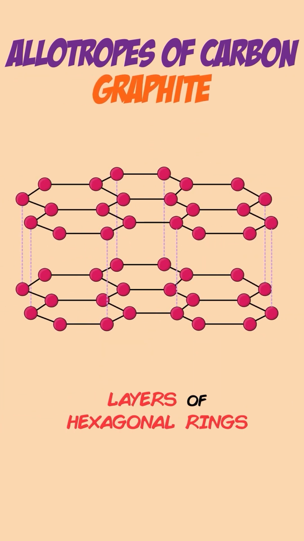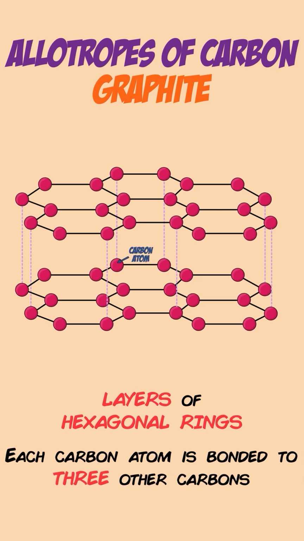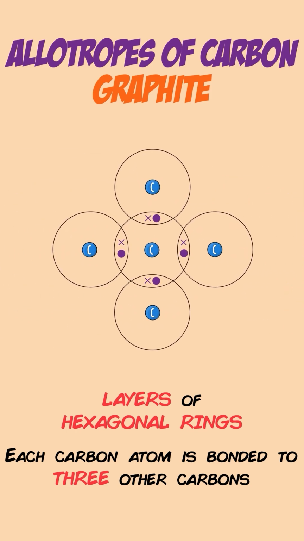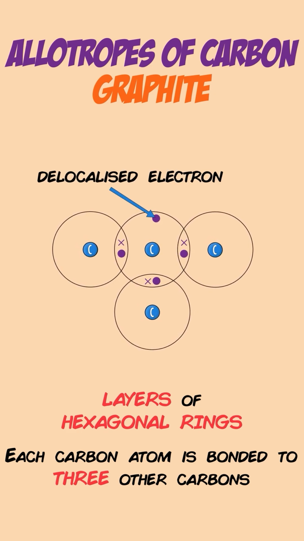Graphite is made of layered structures of hexagonal rings, and here each carbon atom is bonded to 3 other atoms with covalent bonds rather than 4. So because carbon has 4 electrons in its outer shell, only 3 of them will be used to bond to other atoms, and this means that the 4th electron is not used for bonding. This electron is delocalized and free to move.